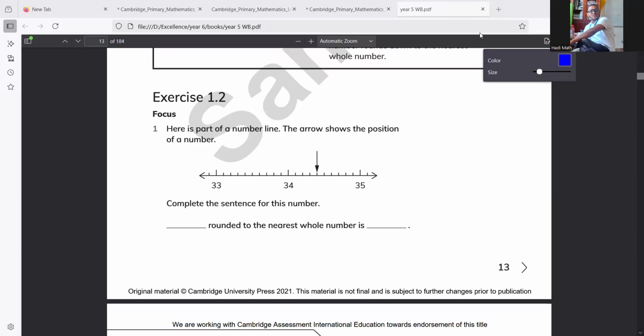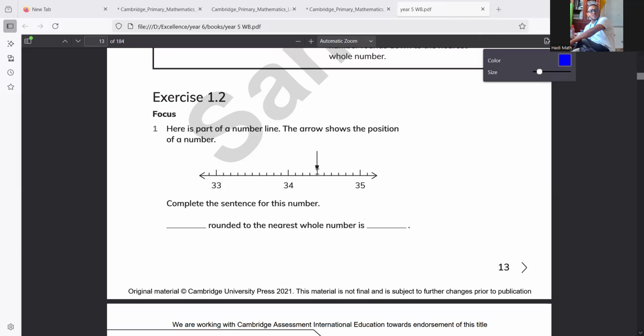Okay, this is the Grade 5 workbook, Cambridge Mathematics. This is Exercise 1.2, question number 1. Here is part of a number line. The arrow shows the position of a number. Complete the sentence for this number. It says, rounds to the nearest whole number is dash.